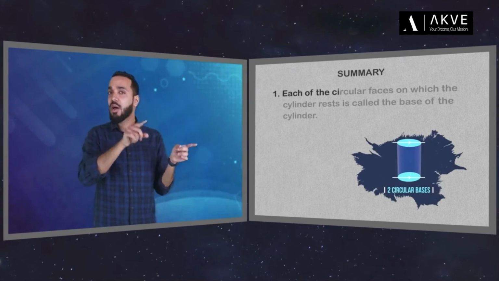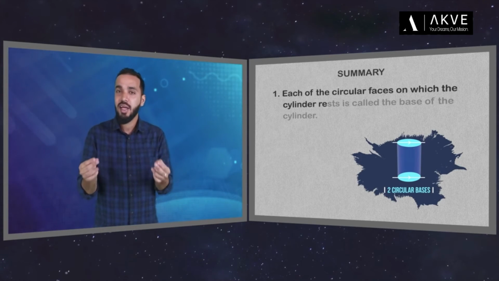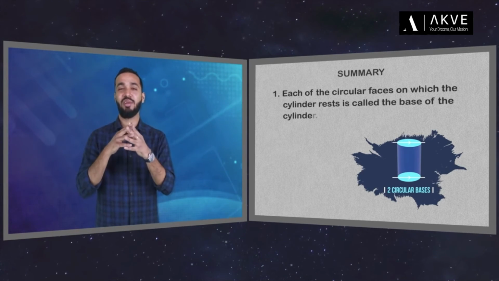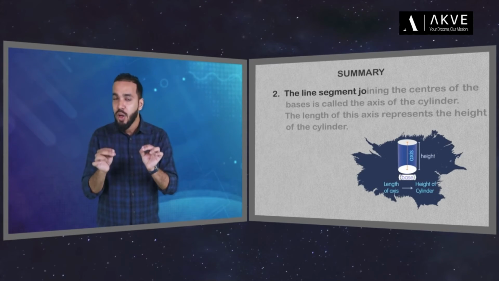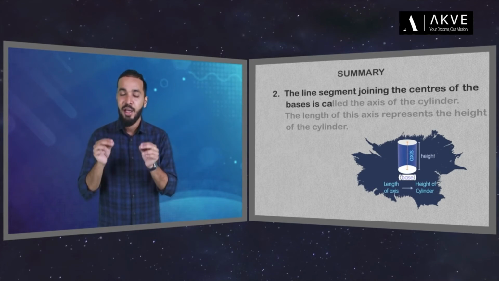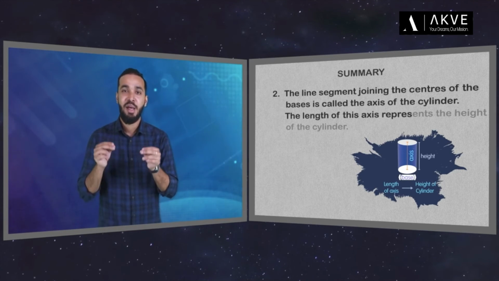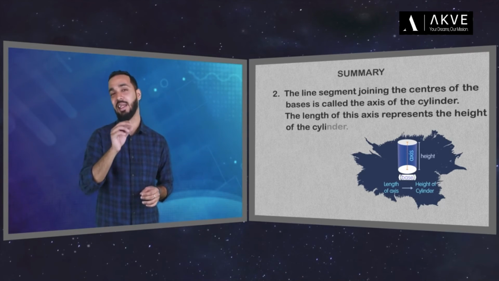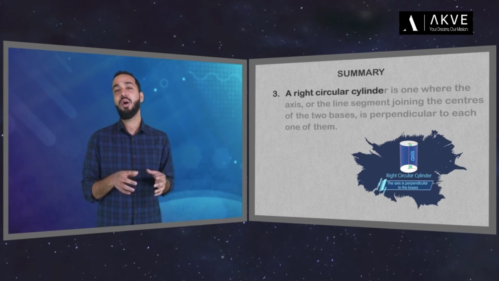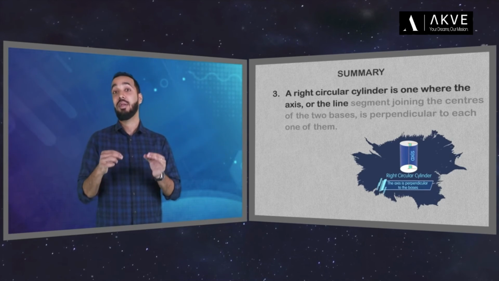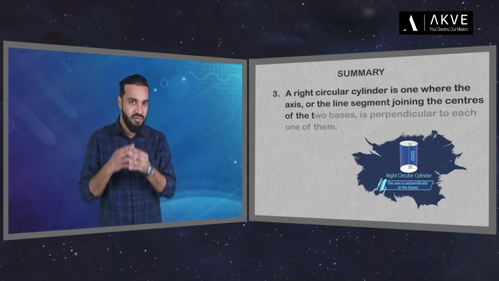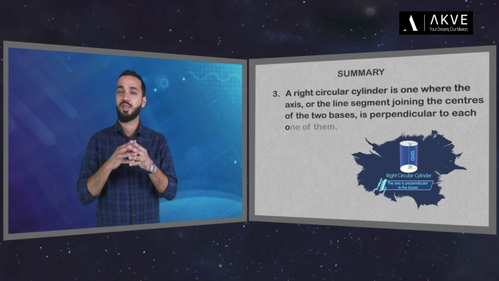So in this video, we learned how to calculate the surface area of right circular cylinders. We saw that each of the circular faces on which the cylinder rests is called the base of the cylinder. The line segment joining the centers of the bases is called the axis of the cylinder, and the length of this axis represents the height of the cylinder. A right circular cylinder is one where the axis, or the line segment joining the centers of the two circular faces, is perpendicular to each one of them.